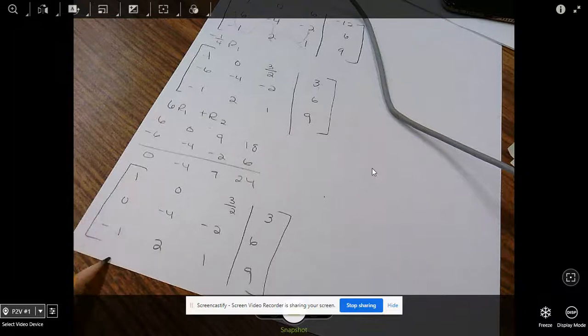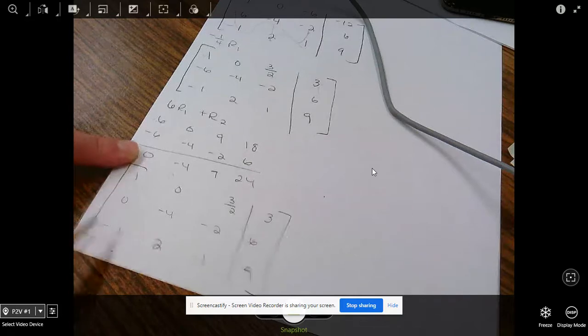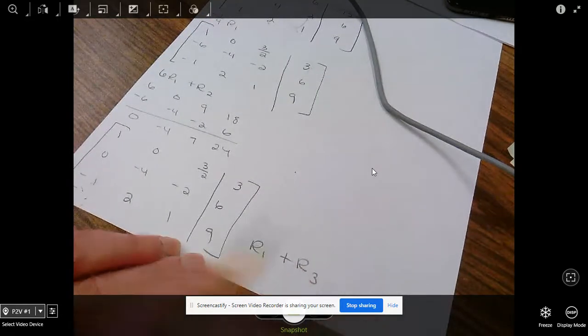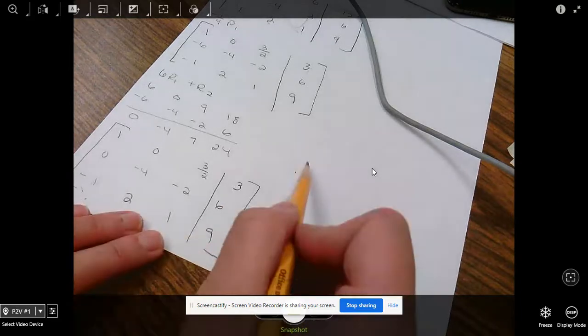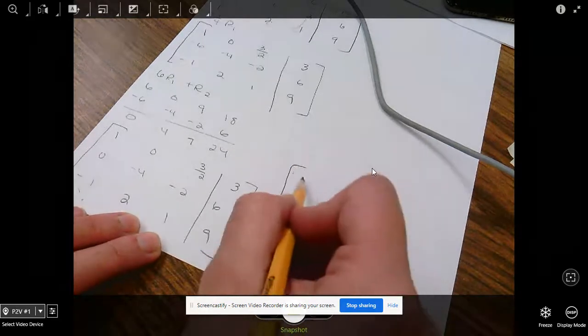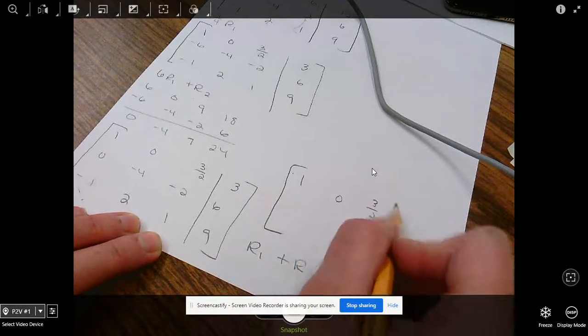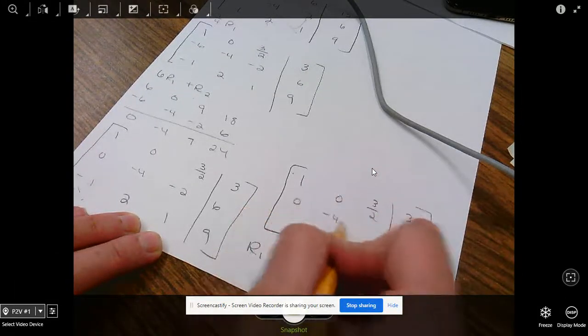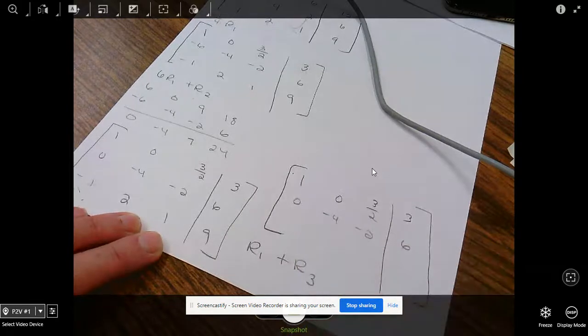The bottom one should be a 0. So we already have a positive 1. Just add it to the bottom row and you're good. So take the first row and apply it to the last row and you're good. So this is going to be 1, 0, 3/2, 3, 0, negative 4, negative 2, and 6.